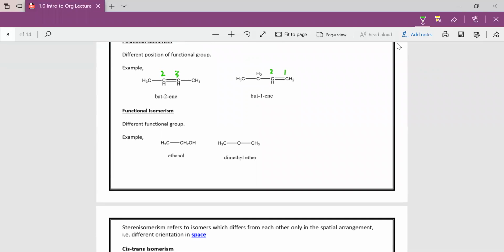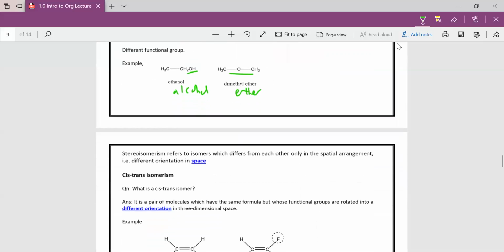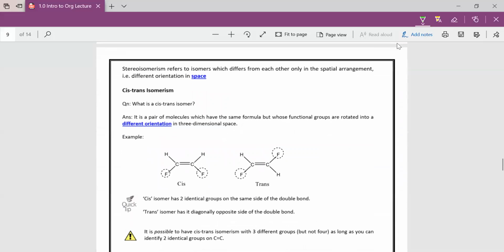Then when we talk about functional group isomerism, which is the third kind of isomerism, we are saying that despite the fact that you have the same atoms, the way that the atoms are bonded together is different, so you end up with different functional groups. This functional group here is alcohol, and this here is your ether. They have very different chemical properties. So that's it for the constitutional isomers.